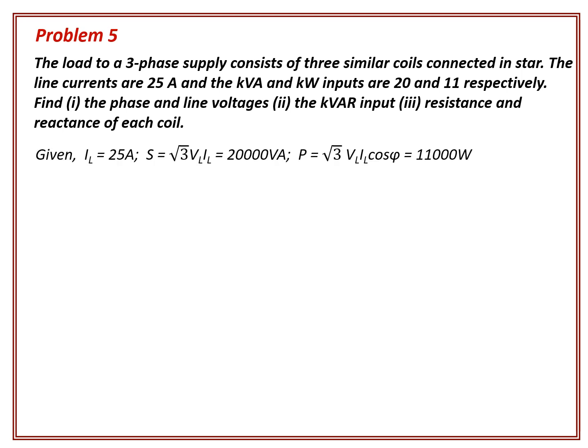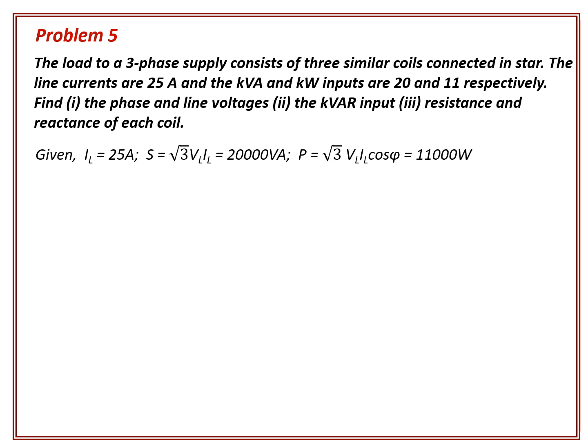In this case, three similar coils are connected in star. The line current is given as 25 ampere, that is IL equal to 25 ampere. The kVA input is given as 20 kVA. kVA is the unit of apparent power. The equation of apparent power in a three-phase system is root 3 VL IL. So root 3 VL IL is equal to 20 kVA or 20,000 VA.